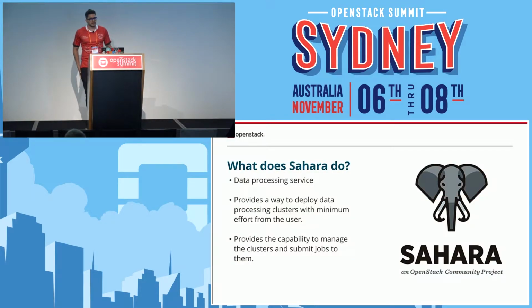First, we're going to start talking about a little bit of what Sahara does. Sahara is considered the data processing project on OpenStack. It means that we facilitate the use of data processing engines on OpenStack. So how do we do that? We provide a way for users to deploy data processing clusters with the minimum effort possible. And we also provide a capability for users to manage these clusters and to submit jobs through our interface.